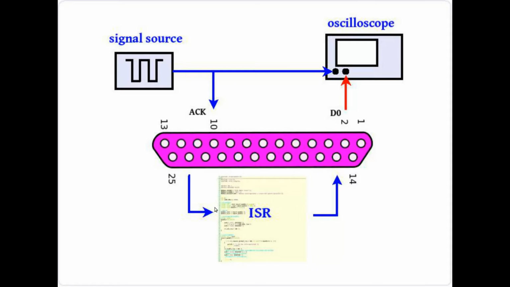When an interrupt occurs, the CPU stops the running code and executes the interrupt service routine. When this routine finishes its execution, the CPU continues with the program that was executing before.